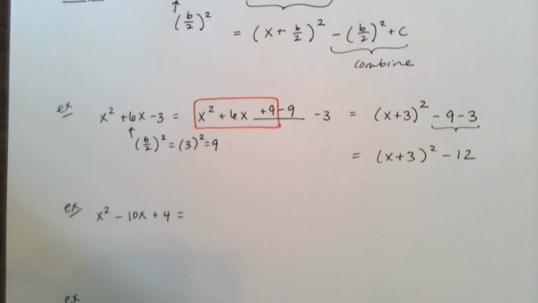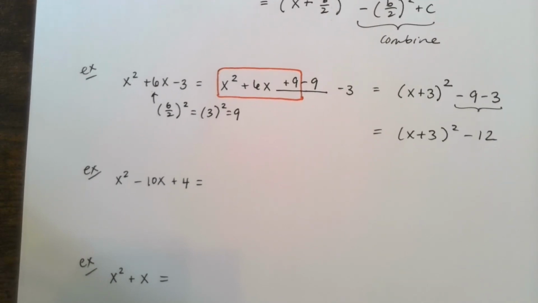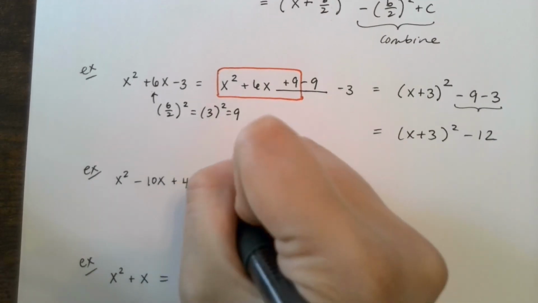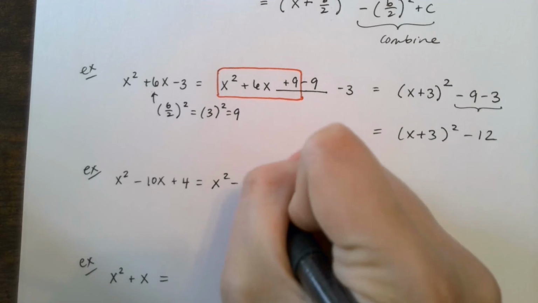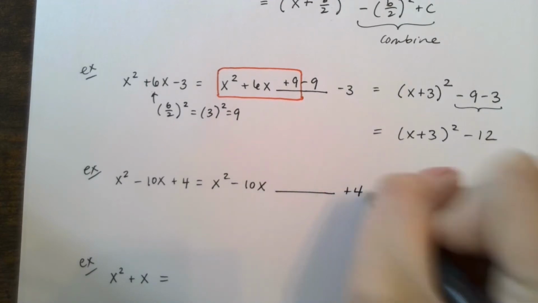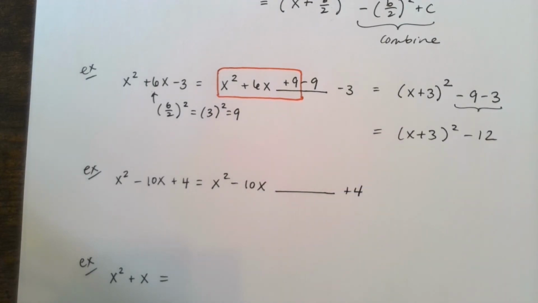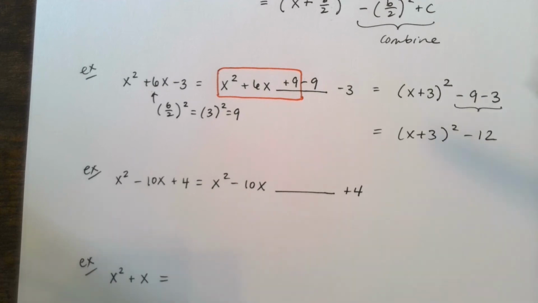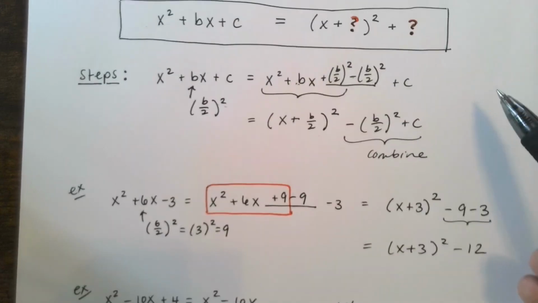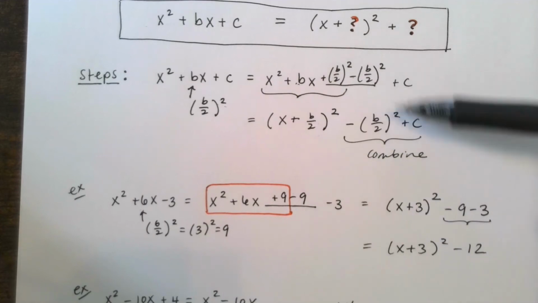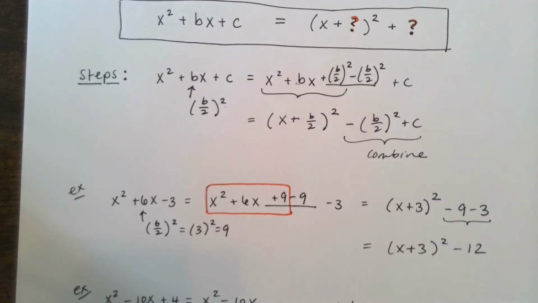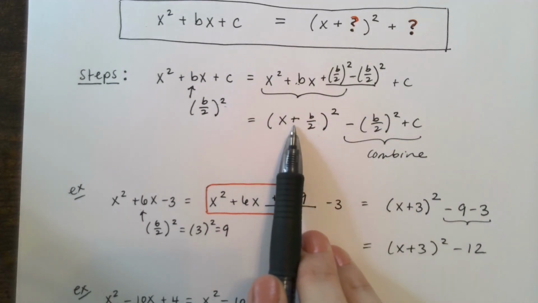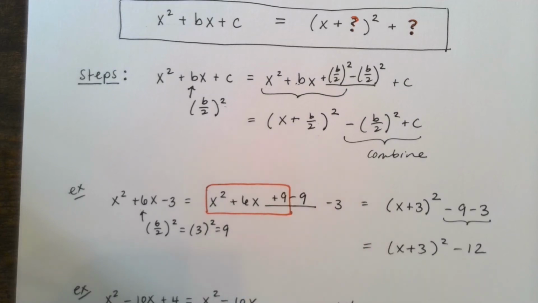Okay, let's try another one. x squared minus 10x plus 4. Again, I'll give myself some space to work after the 10x. All right, so this one's a little bit different because the b is negative. All the moves that we had at the top still work as long as you keep the minus sign along with the b. Really the minus sign is going to show up right here, and that's the only important part.